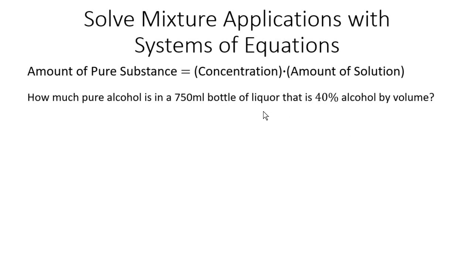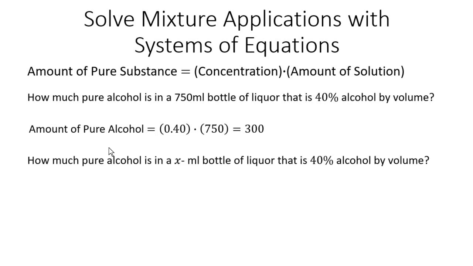To figure out how much pure alcohol is in this 750 milliliters, we'll find the amount of pure alcohol by multiplying the concentration, which is 40%, 0.4, by the amount of solution, which is 750 milliliters. So we get that the amount of pure alcohol is equal to 0.4 times 750, which is exactly 300 milliliters. So 300 milliliters would be pure alcohol in the 750 milliliter bottle.